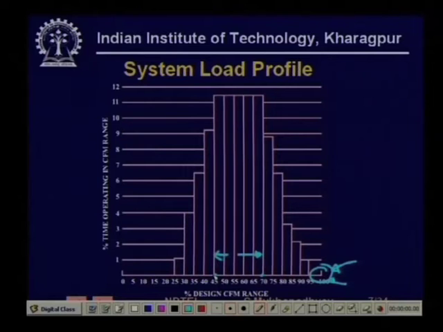Similarly, it stays between 40 and 45% for about 11 point something percent of the time. So, 1, 2, 3, 4, 5, so about more than 50% of the time it stays within this flow range, and similarly it stays within 25 to 30% for 1% of time and 30 to 35% about 4% of time, and so on.